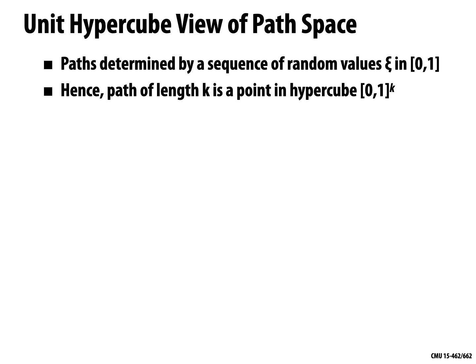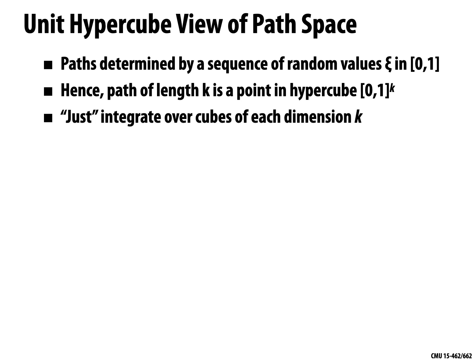cube of dimension k. If I have two random variables between 0 and 1, that's the same as a single random point inside the unit square. For each point inside that unit hypercube, we have an associated value. We have the radiance carried by that path. Okay? So then our whole idea of rendering, instead of this recursive rendering equation, becomes, well, we just want to integrate over cubes of each dimension k.